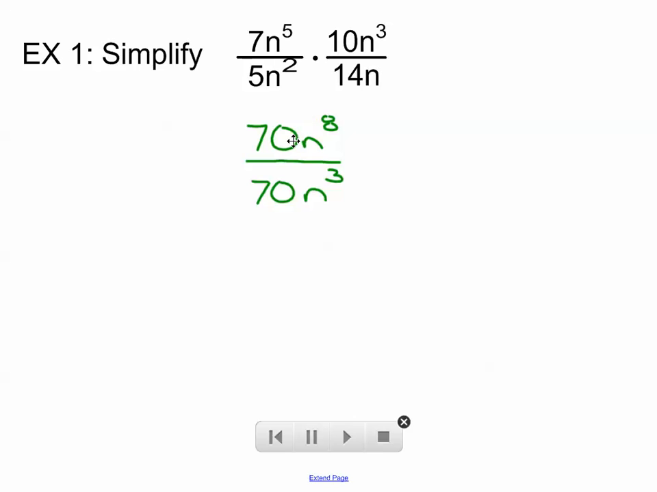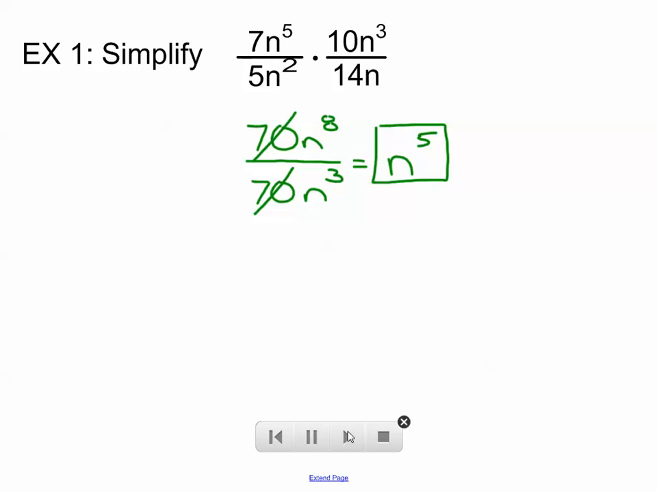because 7 times 10 is 70, and n to the 5th times n to the 3rd is n to the 8th. When you're multiplying numbers of the same base, you add their exponents, and 5 times 14 is 70. N squared times n is n to the 3rd, because 2 plus 1 is 3. Okay, well, 70 divided by 70, those obviously cancel out. And then n to the 8th divided by n to the 3rd, when you're dividing numbers of the same base, you subtract the exponents. So this would be n to the 5th.